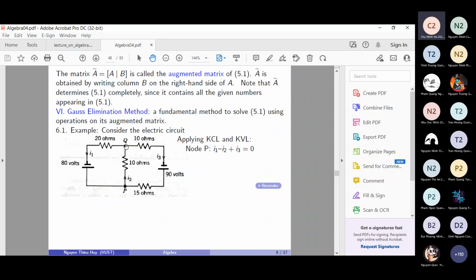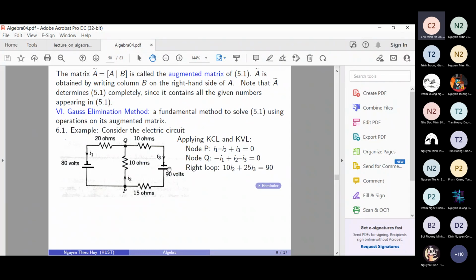And now go to the node Q. Here the outflowing currents are I1 and I3, and the inflowing is I2. So we obtain minus I1 plus I2 minus I3 equals 0. We have two nodes here, and then we have two loops, the right loop and the left loop. So let's start with the right loop.